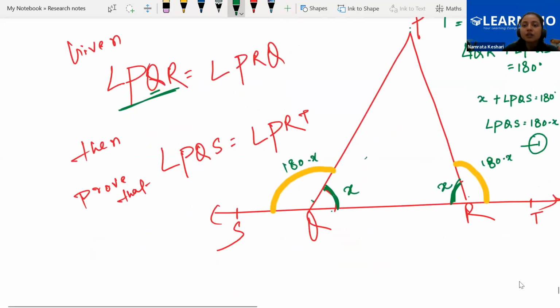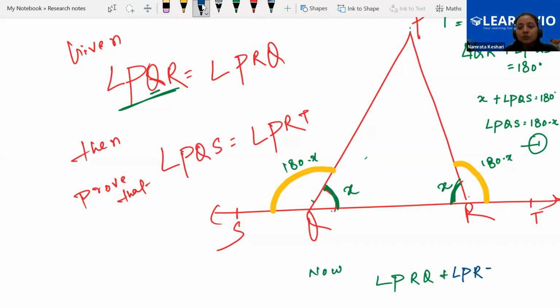We will write it over here that now angle PRQ plus angle, what is the name of this yellow angle? The other one? Angle PRT. PRT. Okay, you must understand how to write the name of the angle this way. Is equal to 180 degrees. PRQ we have taken the assumption initially, it is x, plus angle PRT.